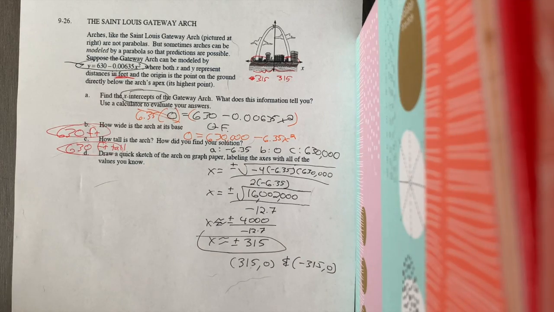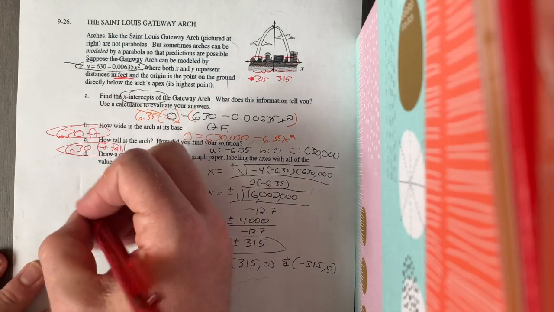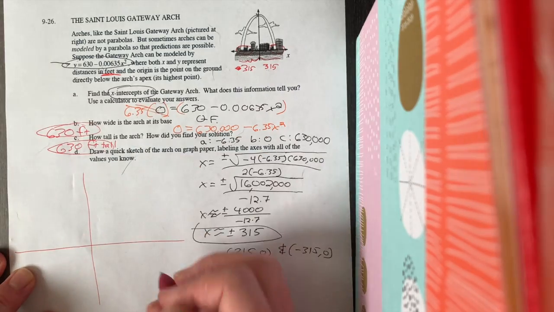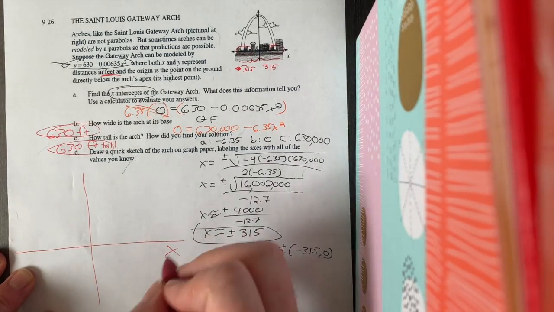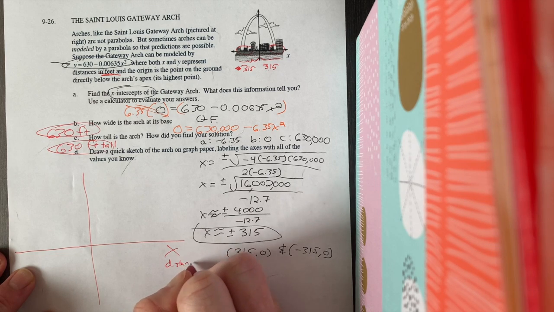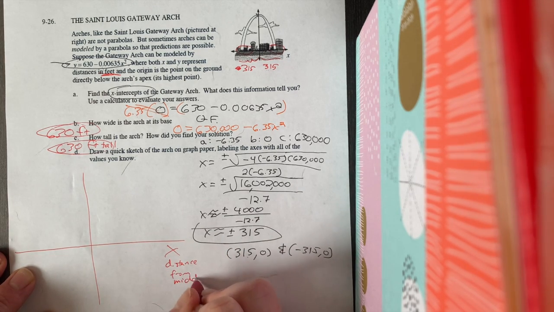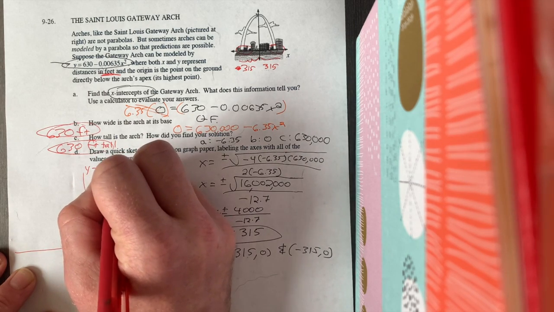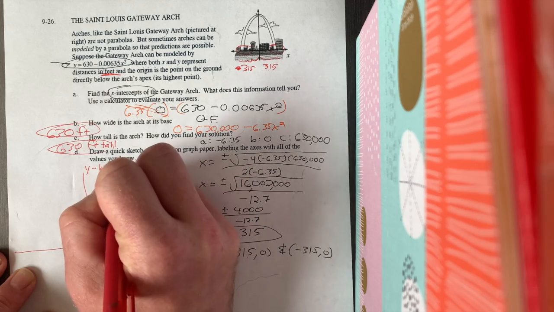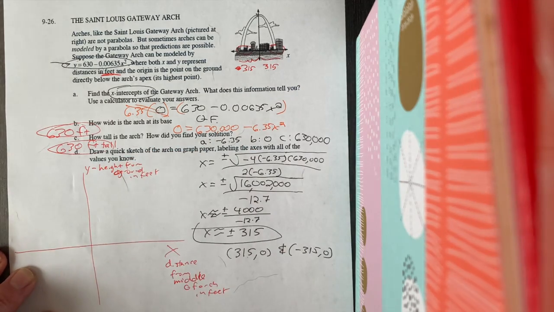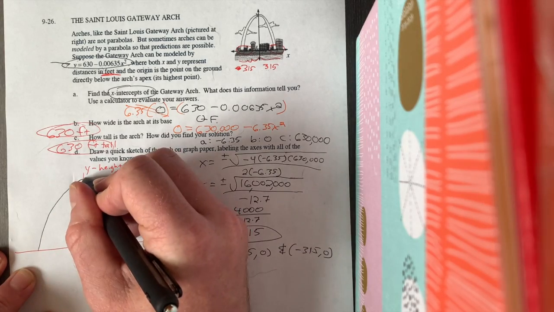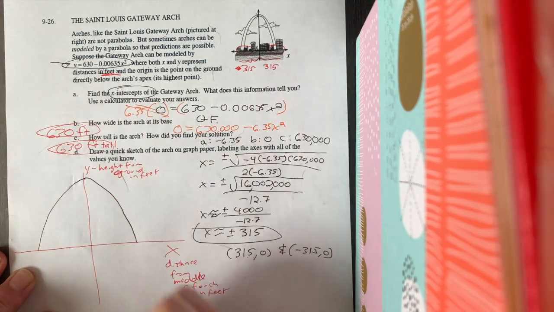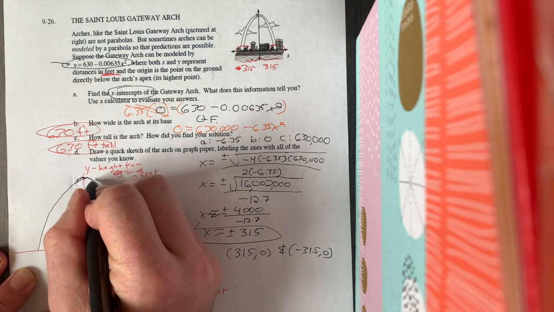Draw a quick sketch of the arch on graph paper, labeling the axes with all the values you know. I'm not going to do that on graph paper. You don't really have to do that too. So let's just do a sketch of this. You should do a sketch down here. X is going to be the distance from middle of arch in feet, and y is going to be height from ground in feet. Draw our sketch. It should be symmetrical about the y-axis. I didn't draw that super neat looking.